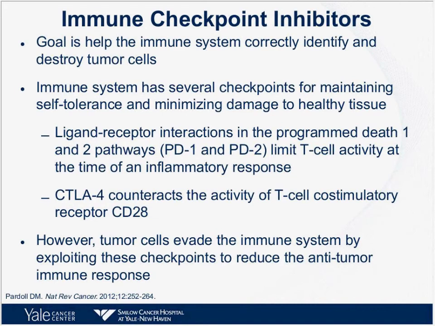The ligand receptors that are involved with the programmed death 1 and 2 pathways limit T-cell activity at the time of an inflammatory response, and CTLA-4 counteracts the activity of the T-cell co-stimulatory receptor CD28. We do know that while these checkpoints are in place to help maintain self-tolerance, tumors do have the ability to evade the immune system by exploiting these checkpoints, and so it reduces the anti-tumor immune response, which should be in place. And so that really becomes the target for us in terms of how these checkpoint inhibitors work.